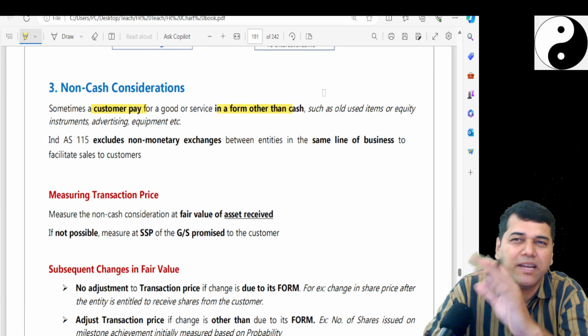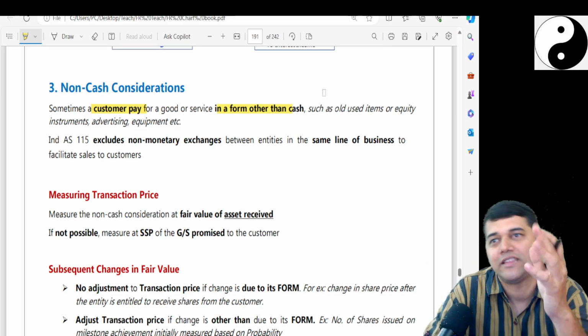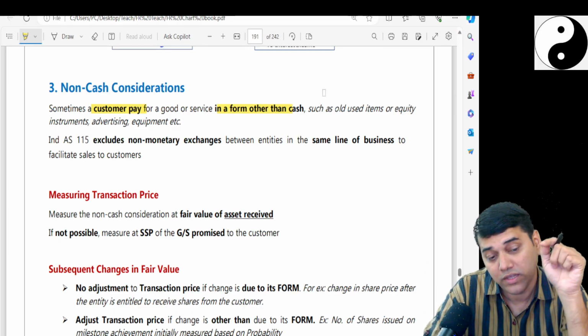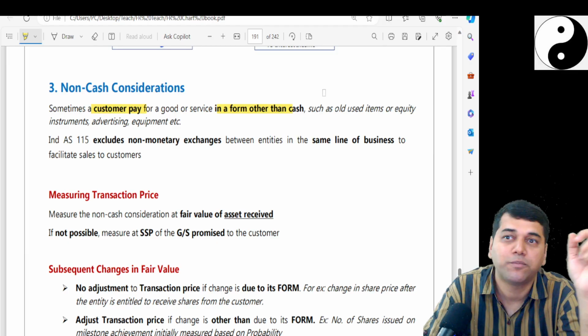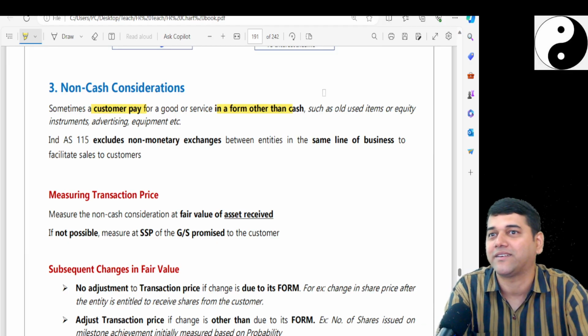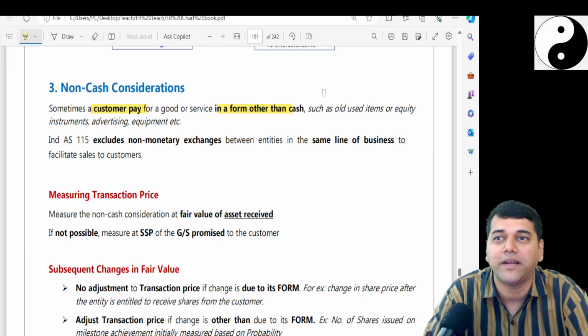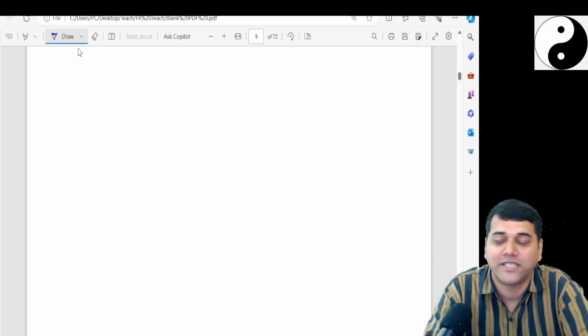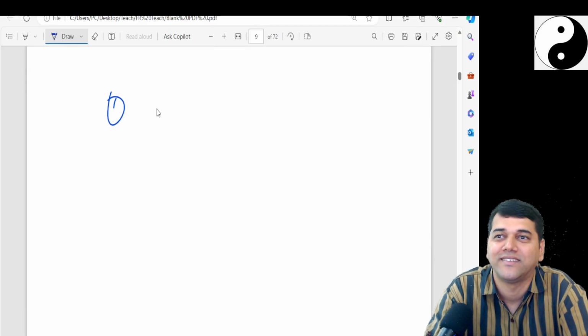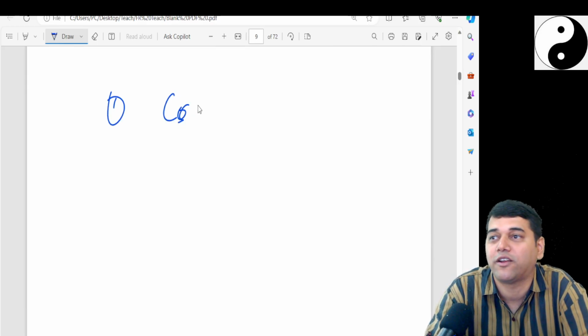Now, forget about the cash. Cash is very clear, 10,000 definitely. What is the value you will consider for this old mobile? If it was PP, it's actually like a barter. What rules would I have applied in PP? What is the rule of the barter system in PP? First thing you will consider: is commercial substance there or not?